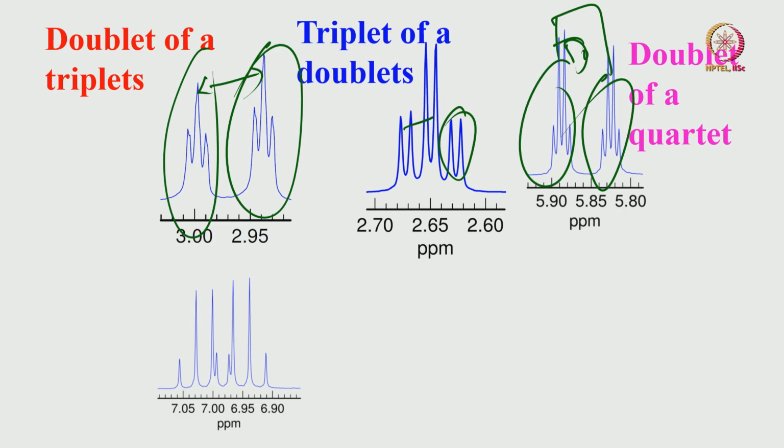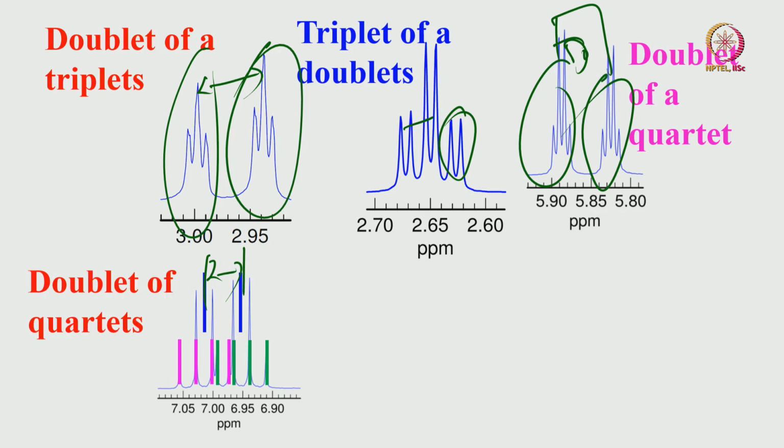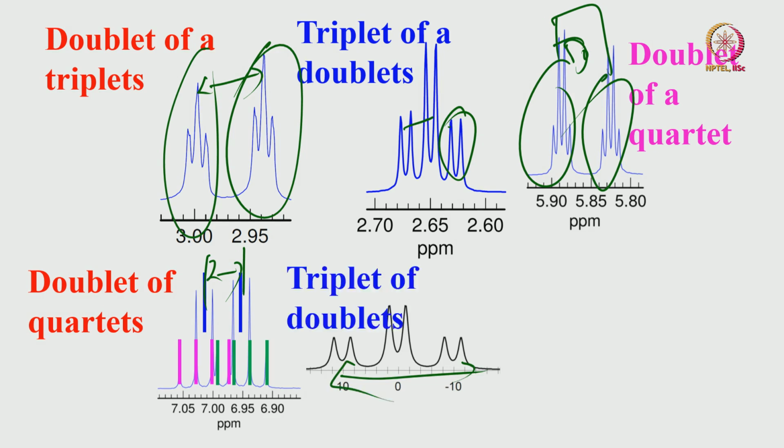And this one again, this line central to this line is a doublet and then each line of this doublet is split into quartets like this. So, it is called doublets of quartets. What about this one? Very easily you can identify. It is similar to what we saw here, only the spread is larger, it is also triplet of doublets, the larger separation is the triplet.